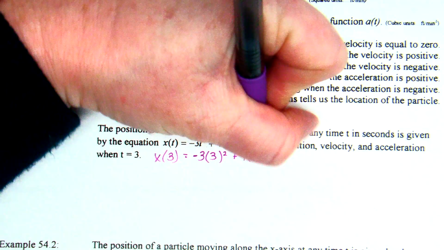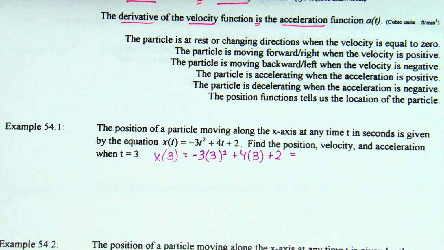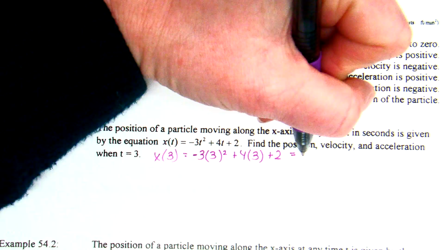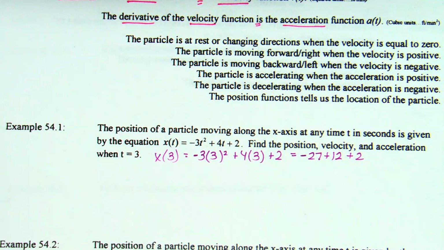Can we do this without a calculator? 3 squared is 9 times negative 3, negative 27. 4 times 3 is 12, and 2. So negative 27 plus 12 plus 2. 12 and 2 is 14. Negative 27 plus 14 is negative 13.